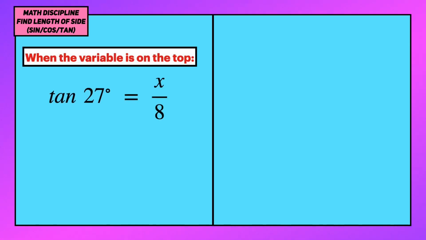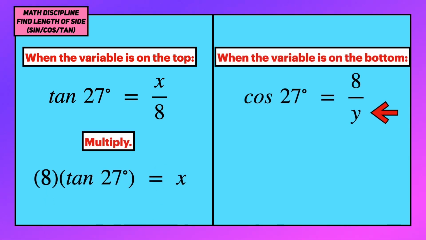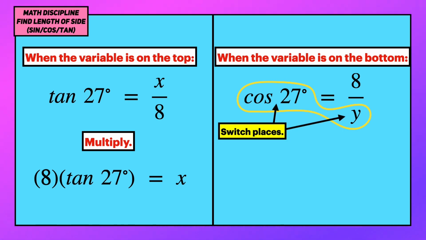So to summarize, when the variable is on the top, you take the denominator, move it to the left, and multiply. When the variable is on the bottom, you take the variable in the denominator and you have it switch places with a number or term on the other side of the equation, and then you divide.